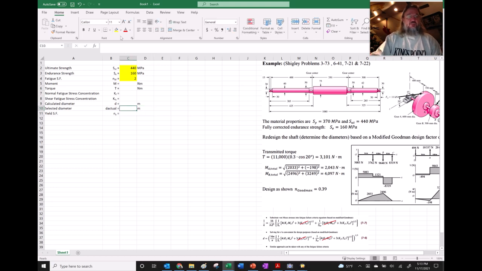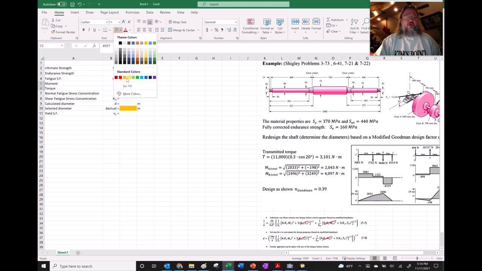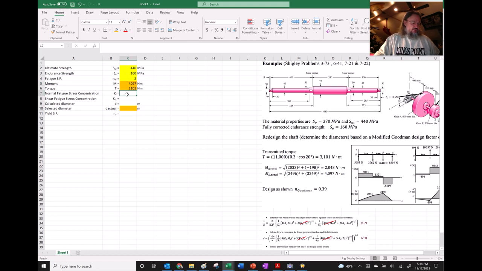I will select this. So when I'm going to put this, a lot of times I will put a different color for something that's a decision that I had to make afterwards. So anyway, the moment that I was told right here was, first I'm going to pick it up for B, right? The worst case, 4097. The torque was 3101. And I guess that these are inputs that I'm making here, but I'm going to make these orange.